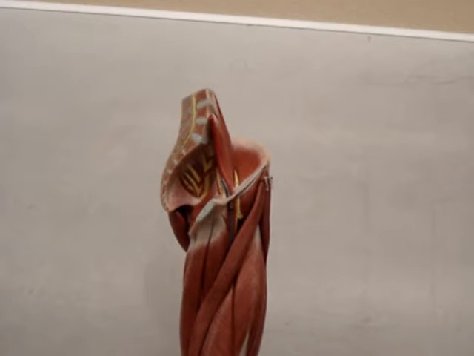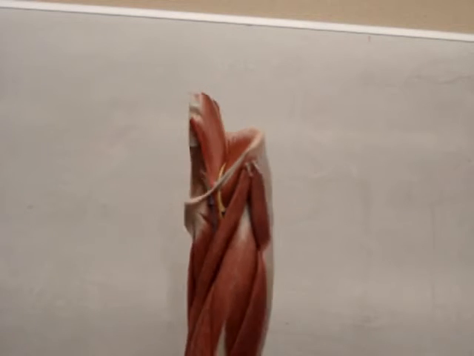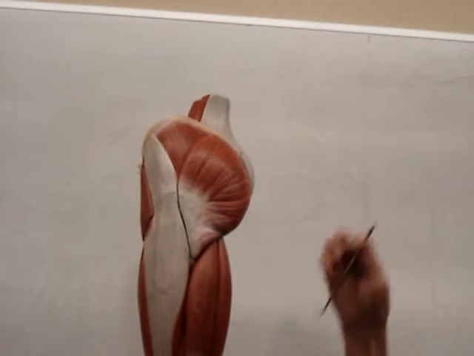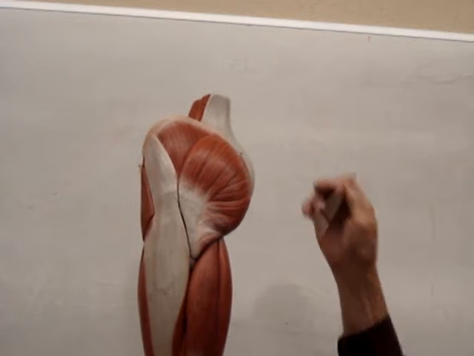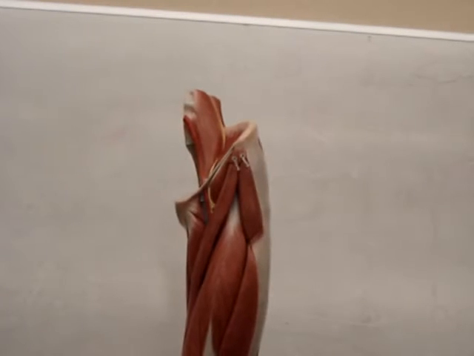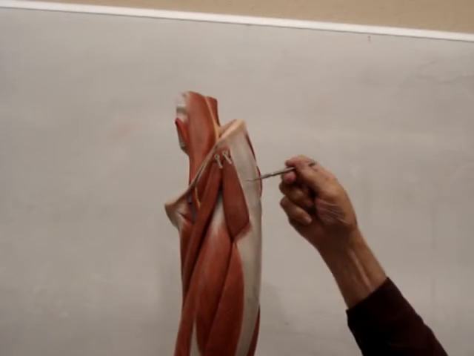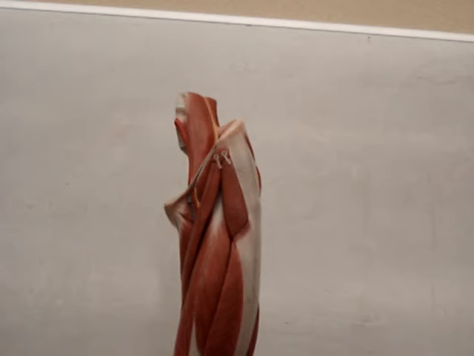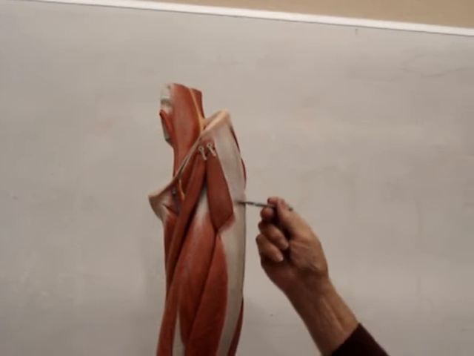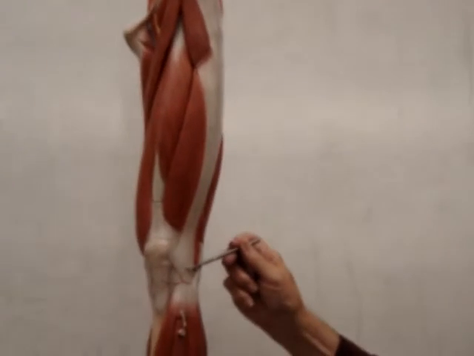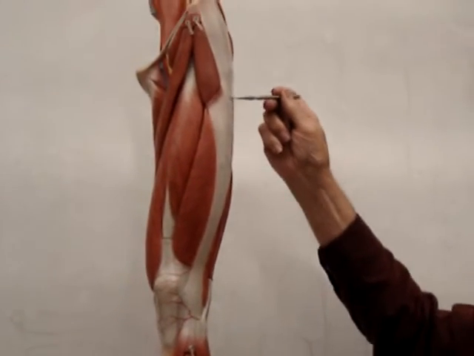Gluteus maximus. The largest muscle in the body. Tensor fasciae latae, which I just love to ask, is this one that runs down the side. It goes from the anterior superior iliac spine down here to the lateral epicondyle. It is an abductor.